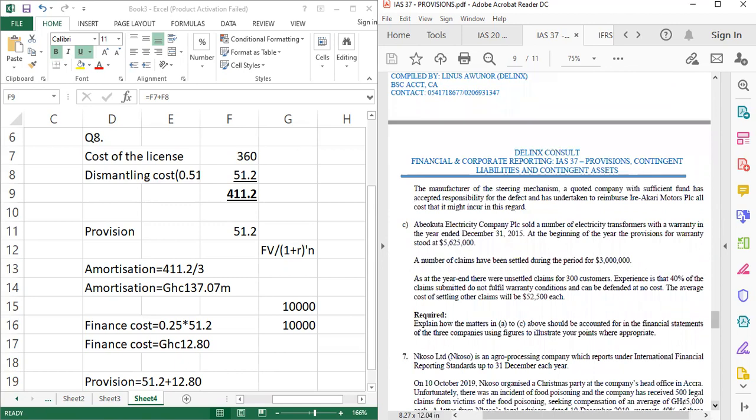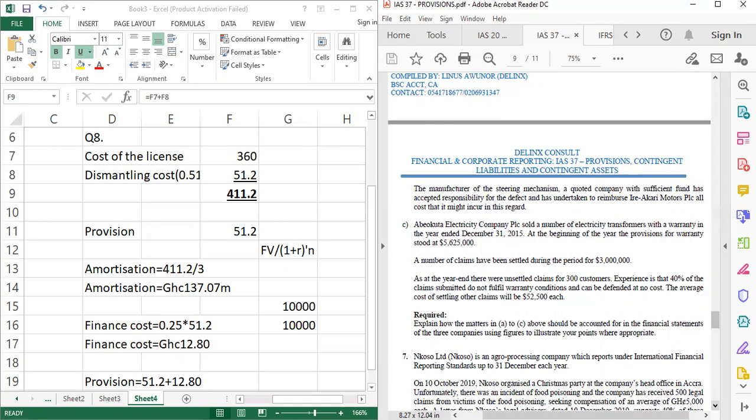The manufacturer of the steering mechanism, a quoted company with sufficient funds, has accepted responsibility for the defect and has undertaken to reimburse Irene Ankari Motors PLC all costs that it might incur in this regard.